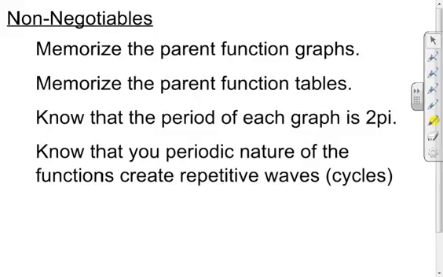Again, this is about using these graphs to create other graphs by doing transformations. So you have to memorize the parent function graphs, okay? You have to memorize the parent function tables. You need to know that the period of each graph is 2 pi, and you need to know that the periodic nature of the functions create repetitive waves known as cycles. One more piece you need here. You need to know that the max for cosine and sine is 1, but it happens in different places, and that the min is -1.